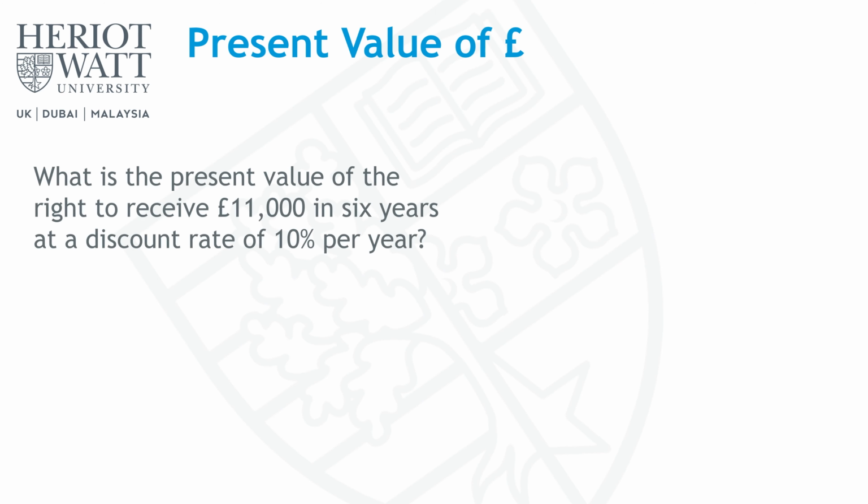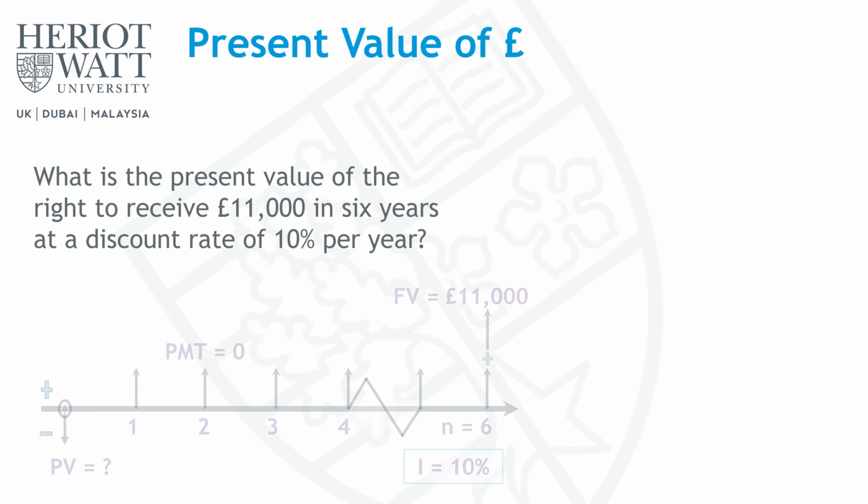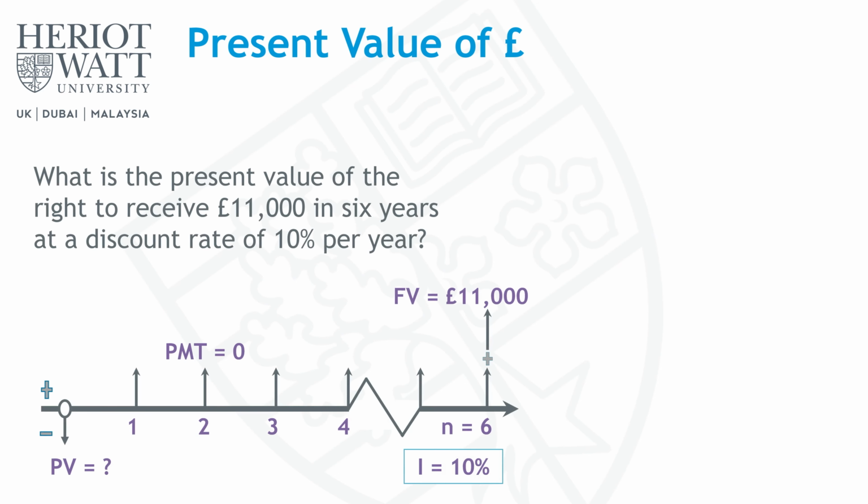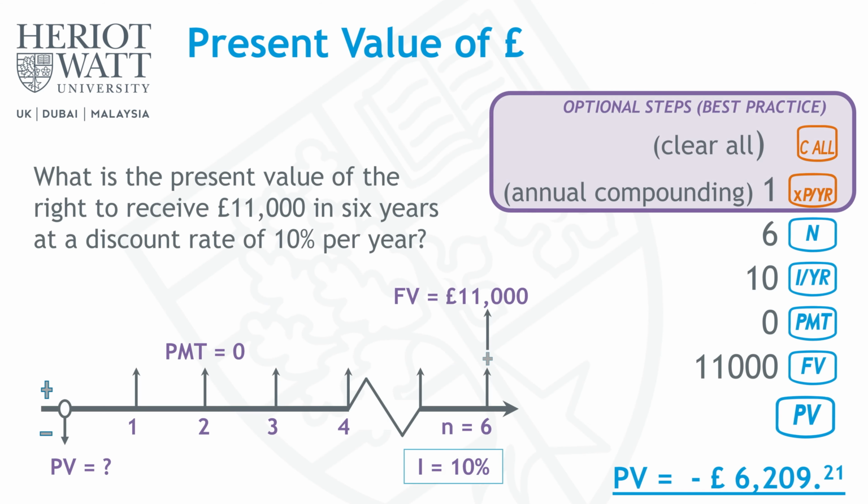Now we're going to look at present value. And present value is taking money from the future, bringing it back, what's it worth today. Here's the same cash flow timeline for you. Then look at the steps involved. Again, go straight across the keyboard. 6N, 10I. Again, there's no payments. Then you solve for future value.